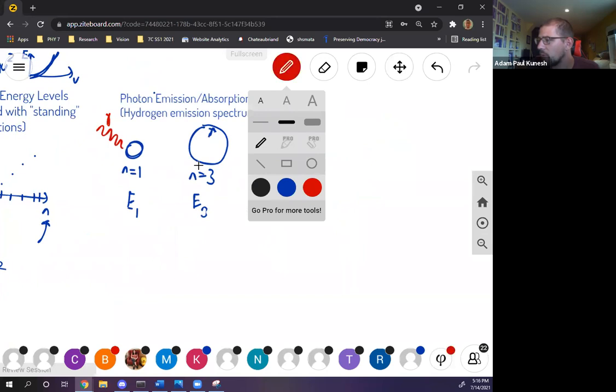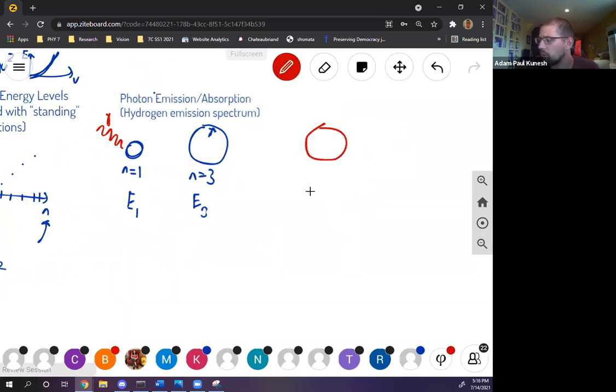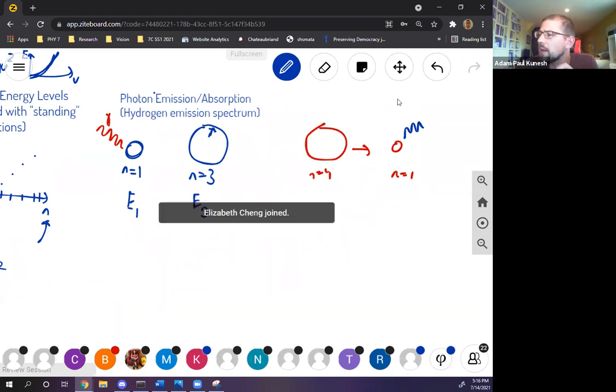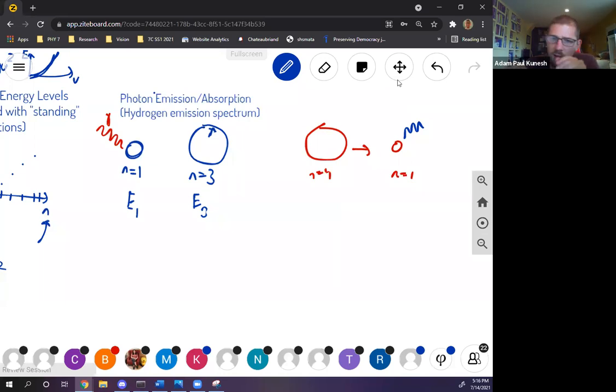A quantum system at a higher energy level, say the n equals 4 state, can drop down to a lower state, say the n equals 1 state. And when it does that, you emit a photon. That's where the energy goes. So the photon acts like a truck for the energy. It carries the energy in, or it carries the energy away. I don't know if that's a useful metaphor.